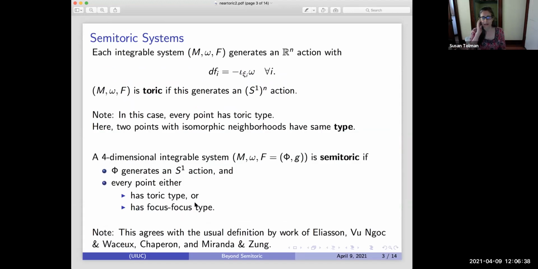The only difference is I'm not insisting on compact. I'll add compact when I need it, which usually I will. But anyway, I'm not assuming it's part of the definition.